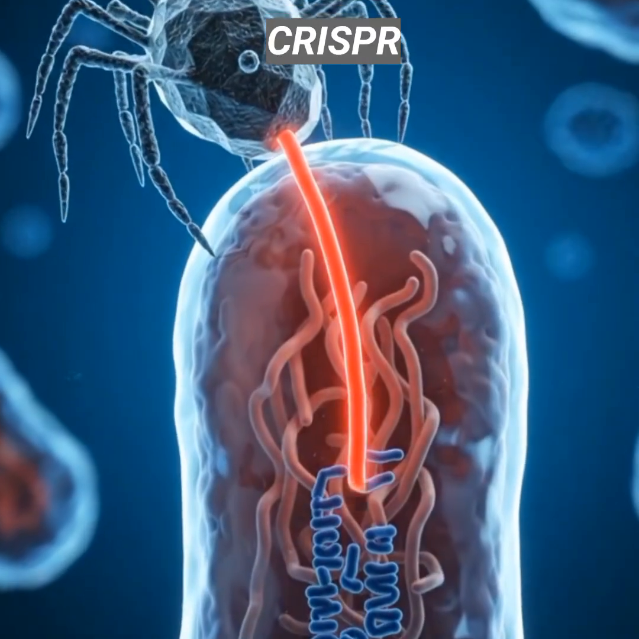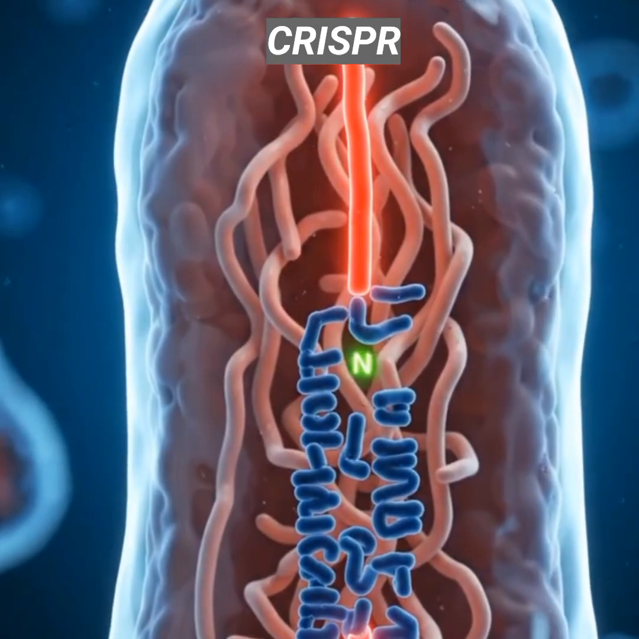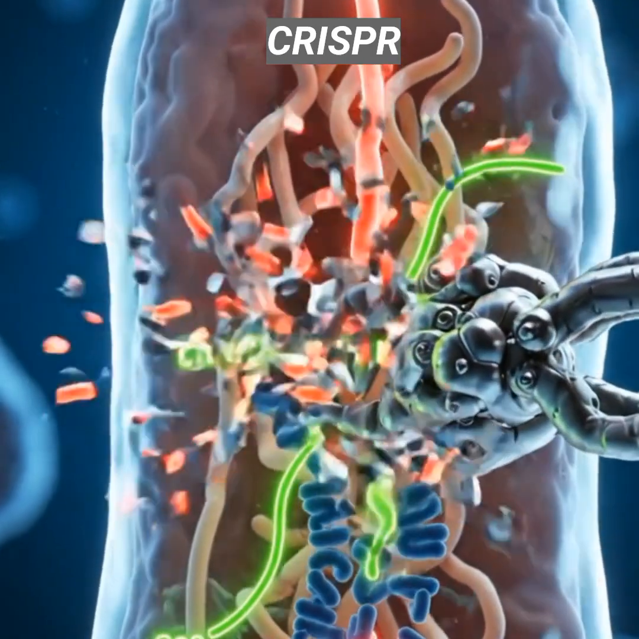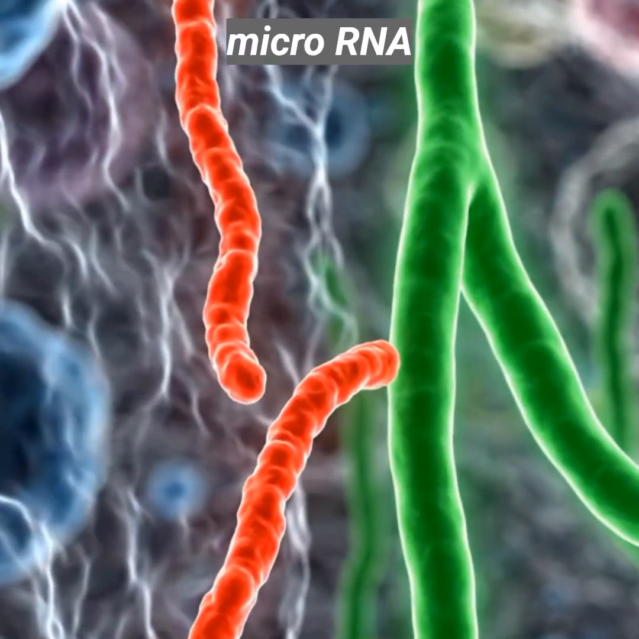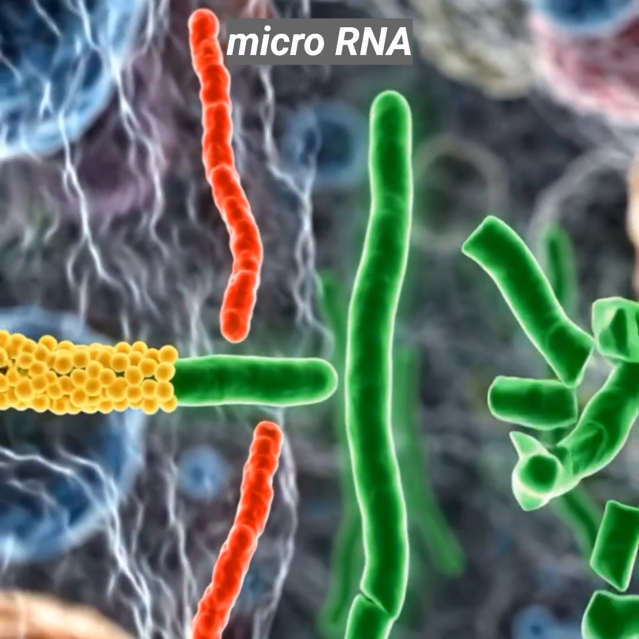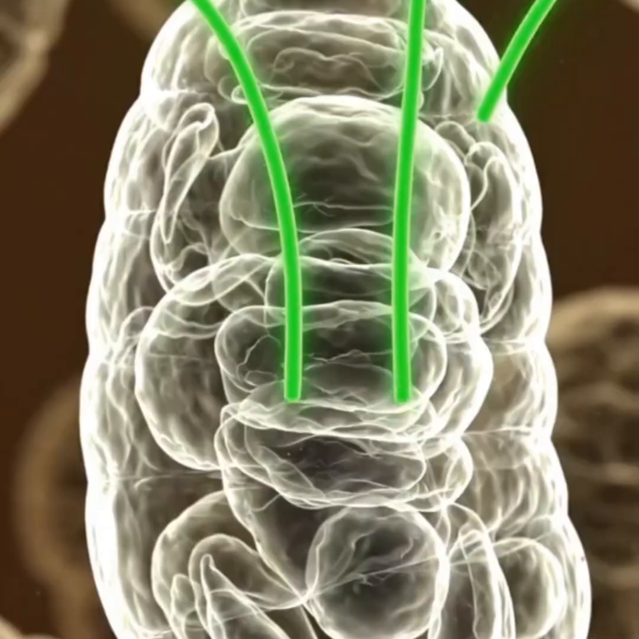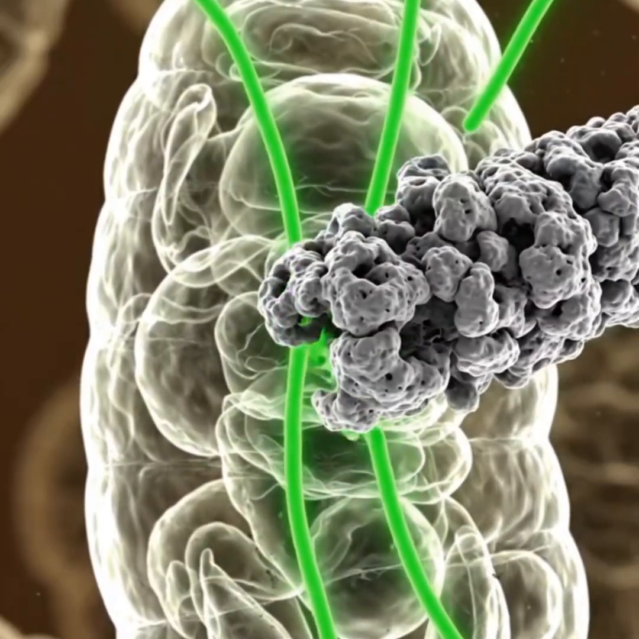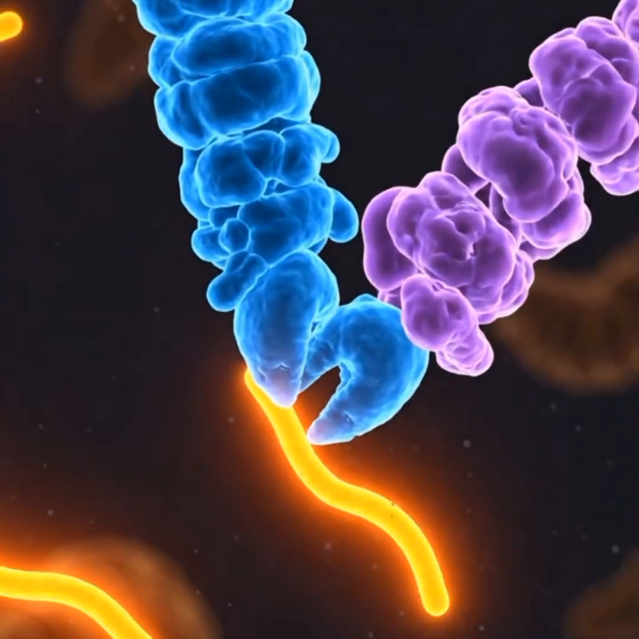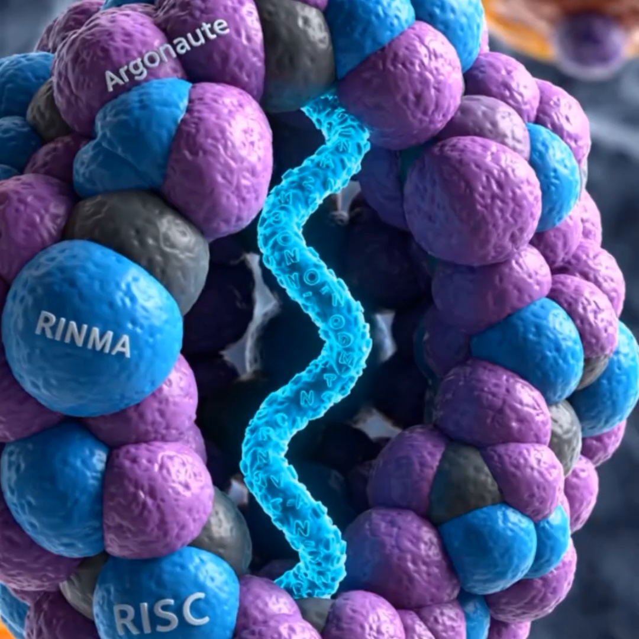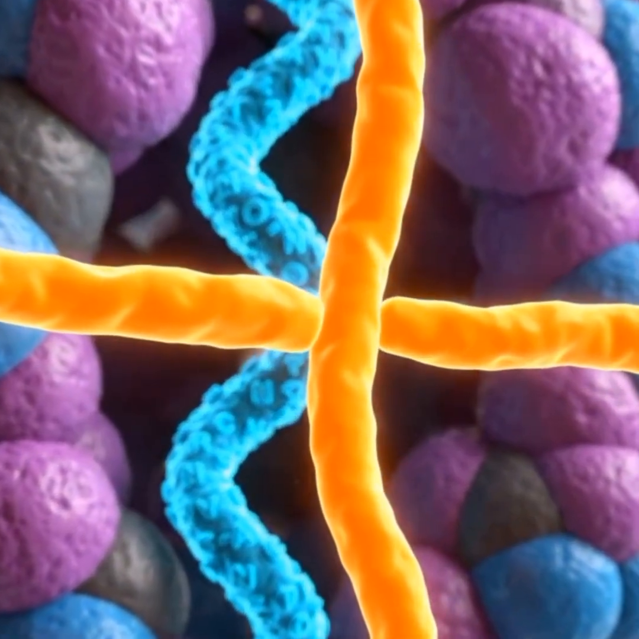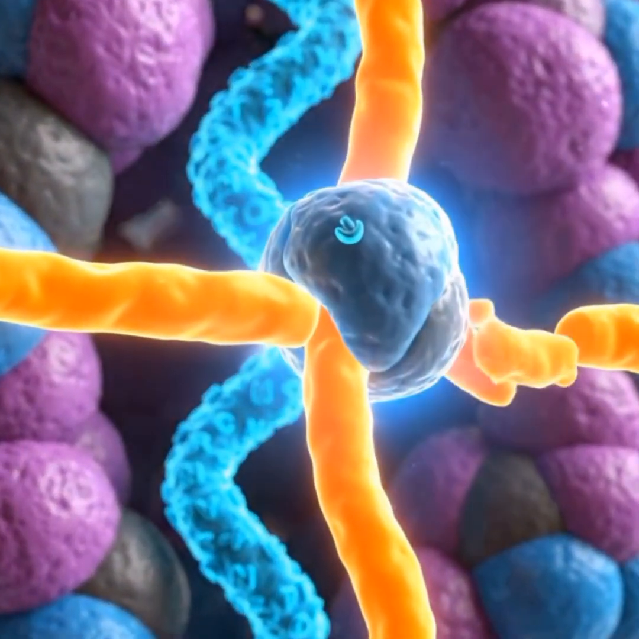CRISPR is a family of DNA sequences found in the genomes of prokaryotic organisms, such as bacteria and archaea. The detailed study of each of these seemingly different processes elucidated that the identity of these phenomena were all actually RNAi. Using single-strand RNA fragments, the CRISPR system functions as a key tool in gene regulation.